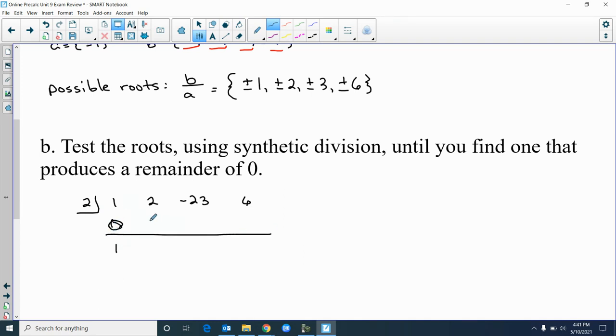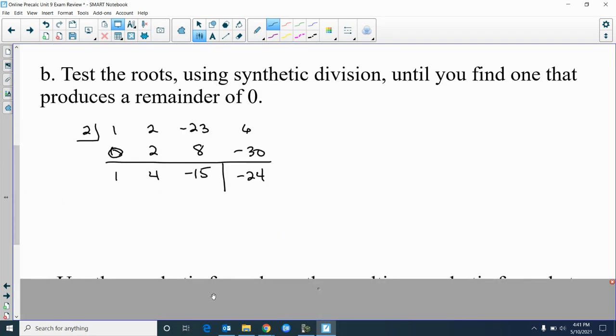So you add here, you multiply. 2 plus 2 is 4. 4 times 2 is 8. Negative 23 and 8 is negative 15. Negative 15 times 2 is negative 30. My remainder is negative 24. We want it to equal 0. It doesn't equal 0.